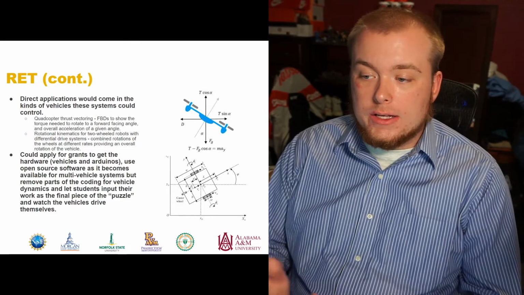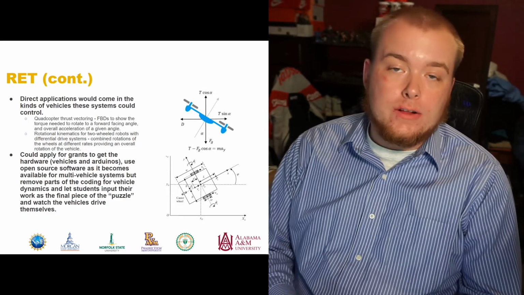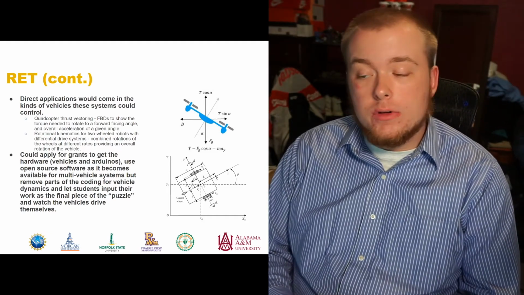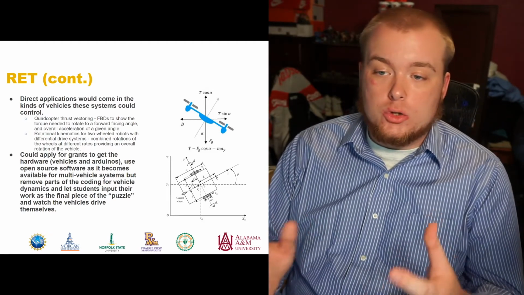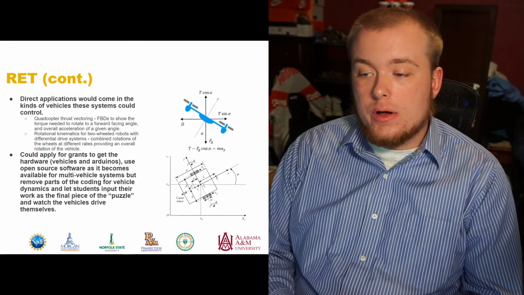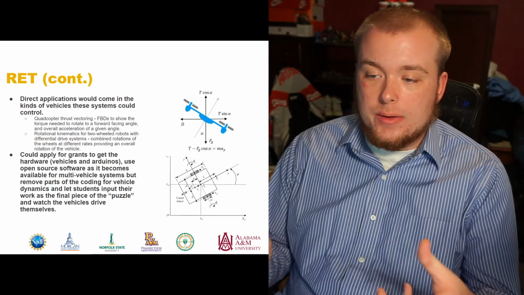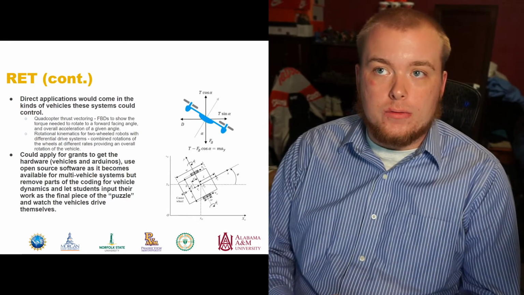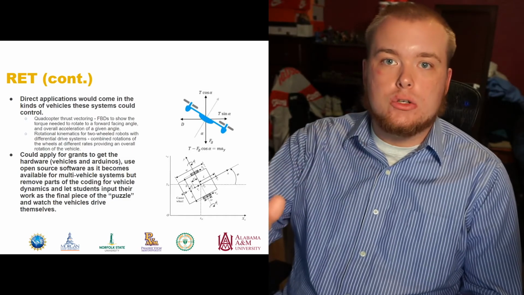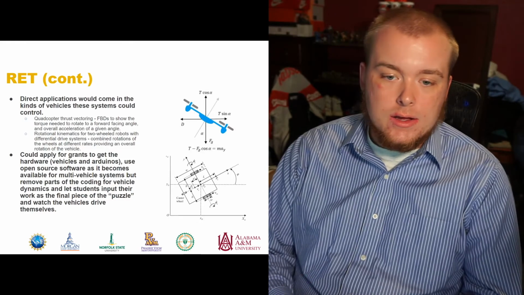In our case, we were hoping to work with 2-wheeled robots. That's probably going to be more applicable for a lot of classes because they're a lot cheaper to get a hold of. So you could work with the differential rotational kinematics between the 2 wheels of the robot, working with the different rotational velocities coming together to make a single translational or rotational velocity for the vehicle, if it's rotating or if it's just going in a straight line.